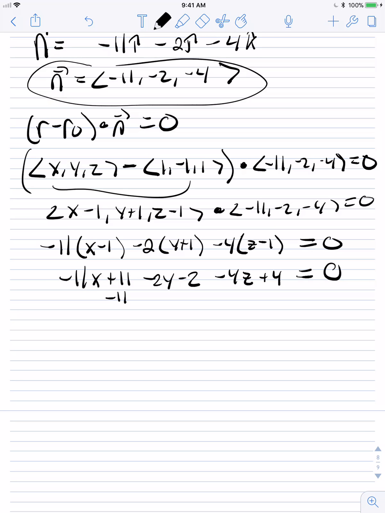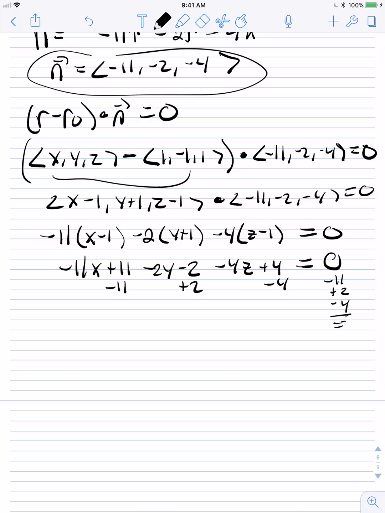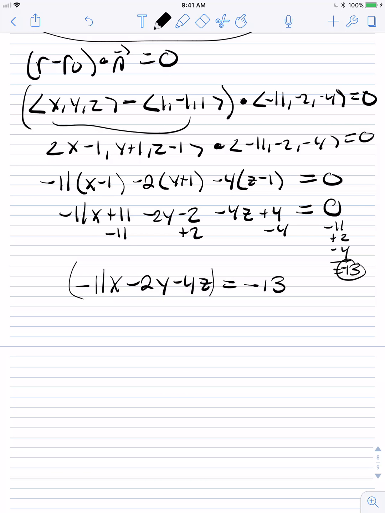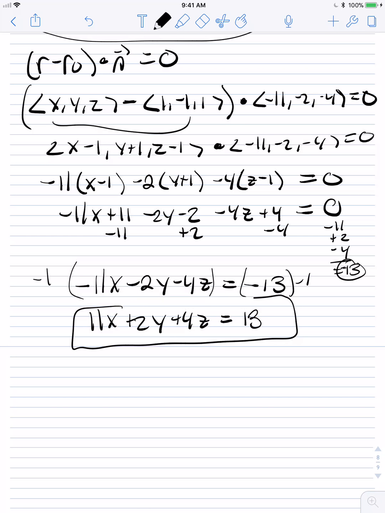So we subtract 11, because we want to move to the other side, plus 2 and minus 4. So negative 11 plus 2 minus 4 should give you negative 13. So now we have negative 11x minus 2y minus 4z equals negative 13. Or if you wanted everything to be positive, we could multiply by negative 1 on both sides. So now we just have 11x plus 2y plus 4z equals 13. And that is our equation of the plane.